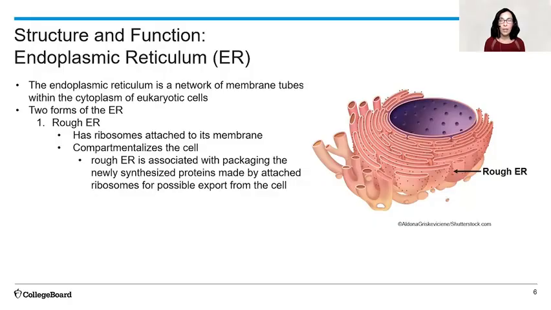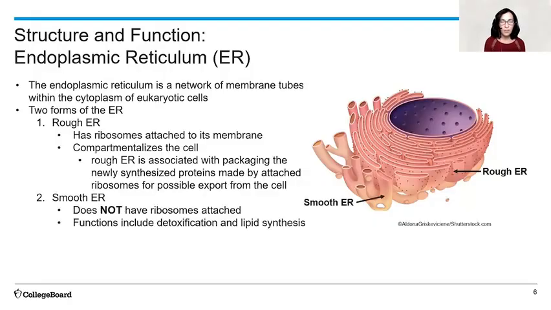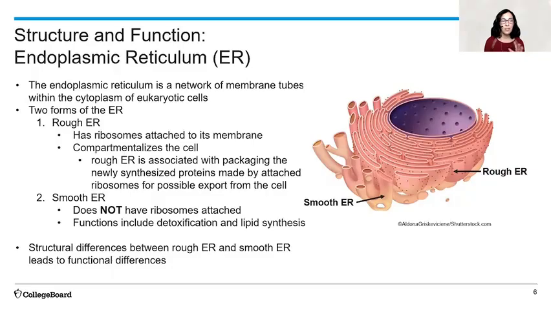through the plasma membrane. The other form of the ER is the smooth ER, and if you look at the picture, notice it doesn't have those little dots on it, and so the smooth ER does not have ribosomes attached to it, but functions include detoxification for the cell, like detoxifying waste or drugs, and it also functions in making lipids for the cell. So notice again, we have that structure-function theme: structural differences between the rough ER and the smooth ER lead to their functional differences.